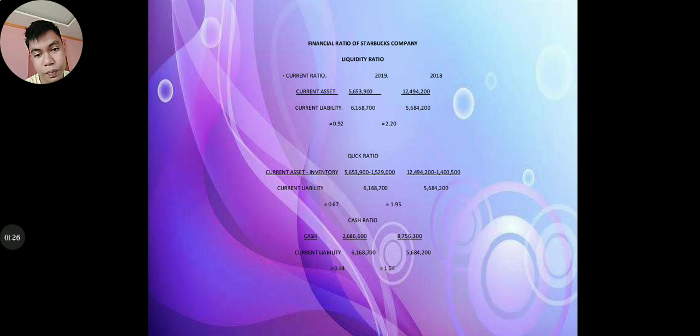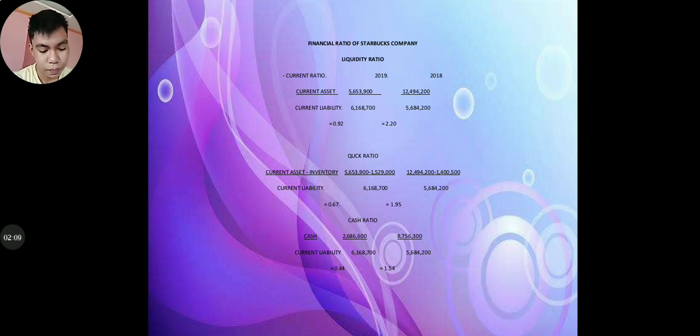The quick ratio. To get the quick ratio is equal to current asset minus inventory over current liability. In 2019, 5,653,900 minus 1,529,000 over 6,168,700 is equal to 0.67. In 2018, we have 12,484,200 minus 1,400,500 over 5,684,200 is equals to 1.95.